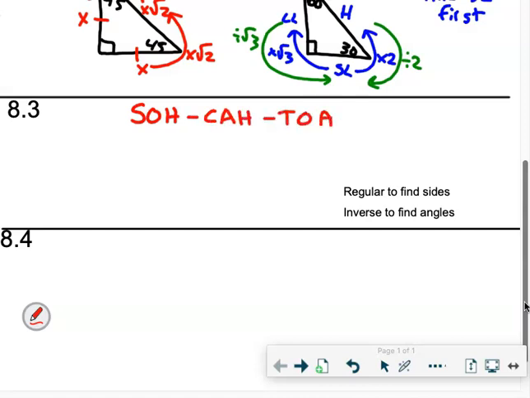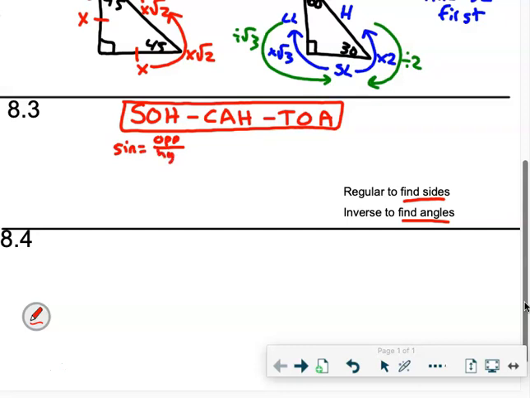Okay, you use regular SOH CAH TOA to find sides. You use inverse SOH CAH TOA to find angles. SOH CAH TOA is a little memory device for when to use sine, cosine, or tangent. S stands for sine, and sine is equal to the opposite side over the hypotenuse. Cosine is what C stands for. That's equal to adjacent over hypotenuse. And tangent is equal to opposite over adjacent.